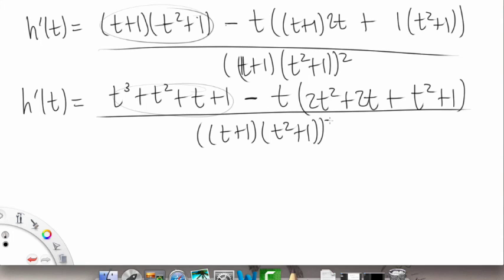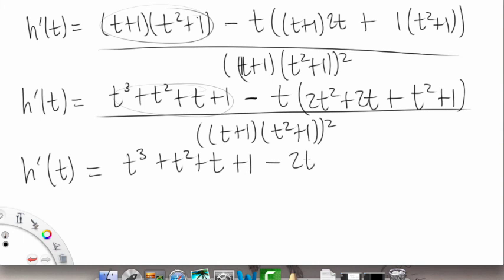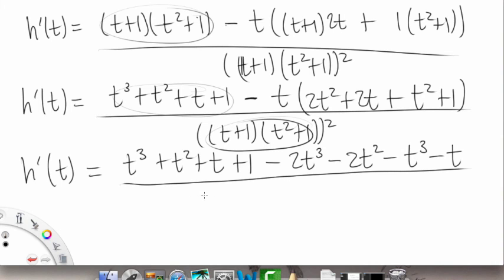Okay, so t squared plus 1, squared, okay? And then h prime of t, let's see what we have on the top here. So this is a t cubed plus t squared plus t plus 1 minus a 2t cubed, and then we have minus a 2t squared minus a t cubed, and then minus a t, okay? And on the bottom, I'll just factor out what's in here. So what we're going to get is a t cubed plus a t squared plus a t plus a 1. So all of that is squared, okay?